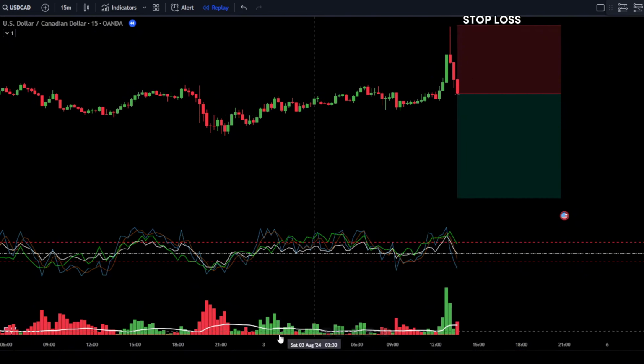Set the stop loss at the latest swing high. Use a take profit target with a 1 to 1.5 risk to reward ratio.